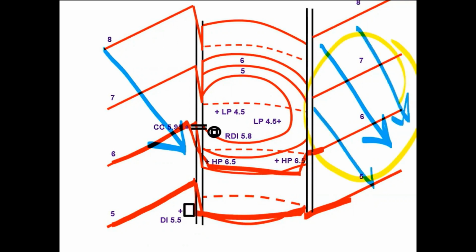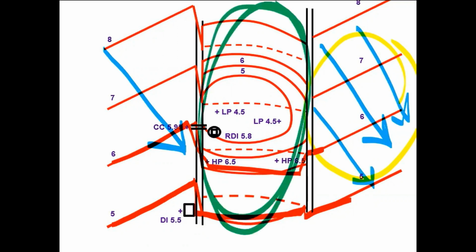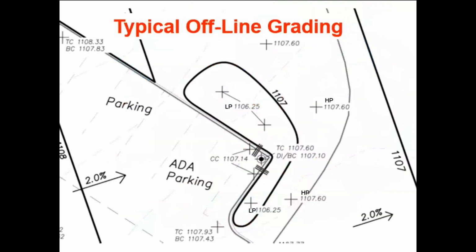So this is the sort of thing that you might have, a green median between your parking areas that you plan to use for your bioretention system. So now we're going to show you a typical example in a drawing of how this is done that includes all the parts that you need.